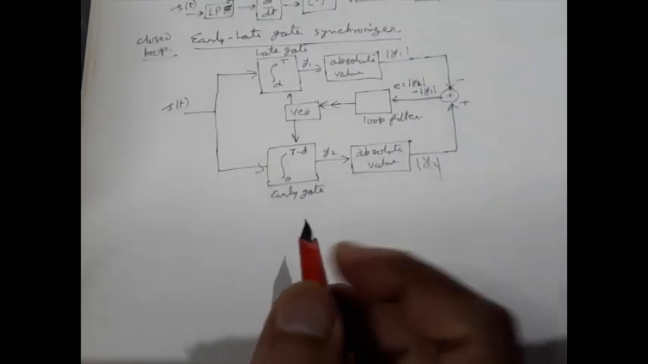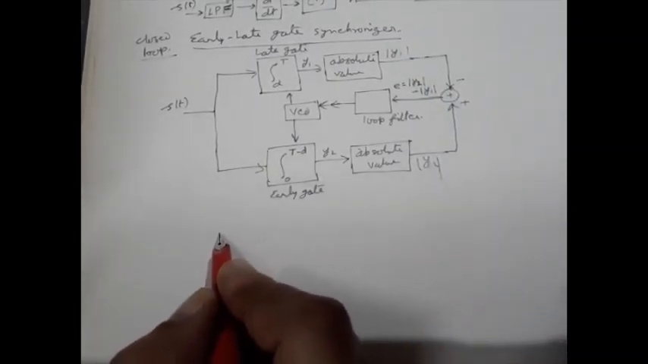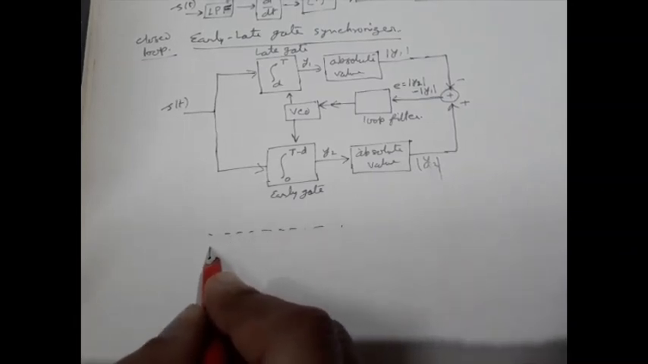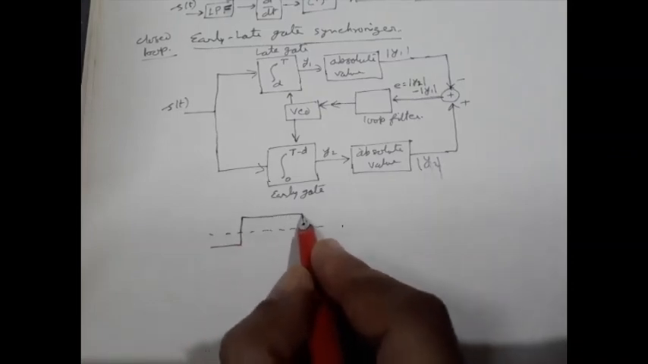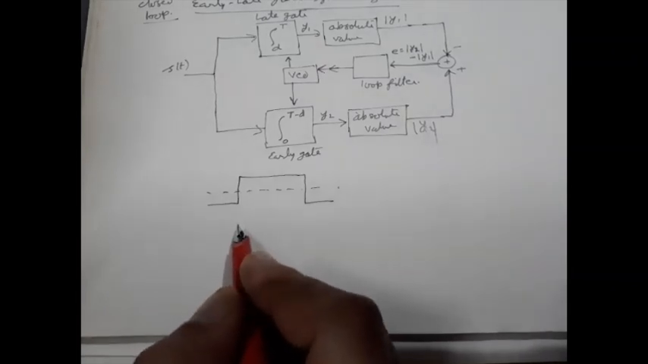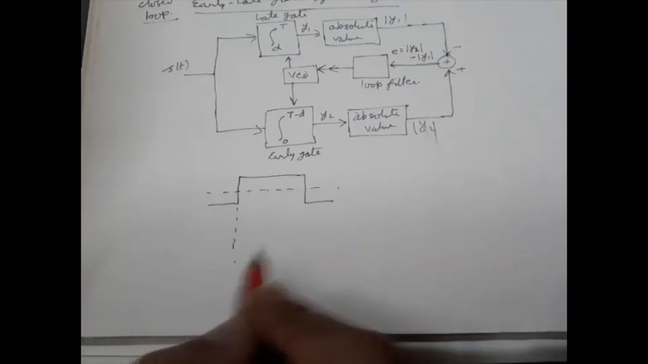To understand this operation, we will first try to understand when the loop is locked, and then we will try to understand when the loop is unlocked, how it comes back to lock condition.